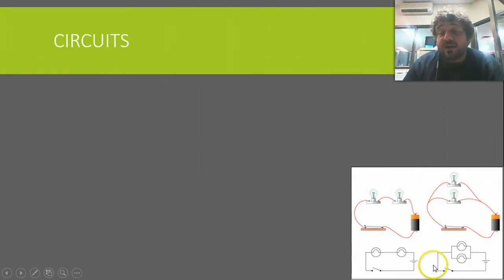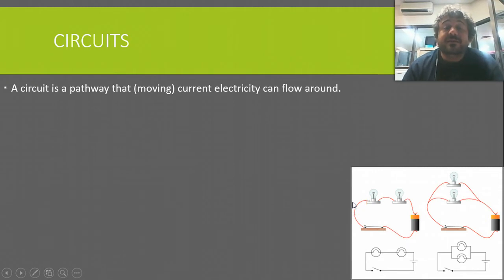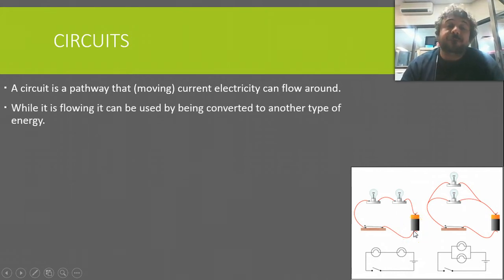So, let's talk about circuits. We've got our little example down here. There's two examples. Maybe we'll just focus on this one here for the sake of easiness. Basically, a circuit is a pathway that electric current, or moving electricity, can flow around. So it goes around this way. Now, while it's flowing, we can convert it into another type of energy. Electricity is a type of energy. It's the energy which pushes the electrons around, and it's also the energy which can be converted.